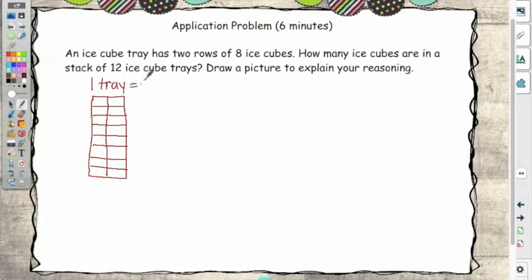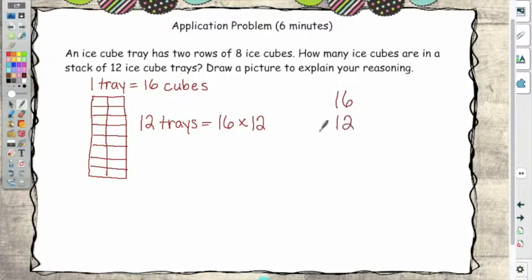So one tray equals how many cubes? 16. 2 rows of 8. 2 times 8, right? Okay, now I have to figure out 12 ice cube trays. So 12 trays equals 16 times what? 12. Okay, 16 times 12. That's turtle head multiplication. No, just do it on your paper.